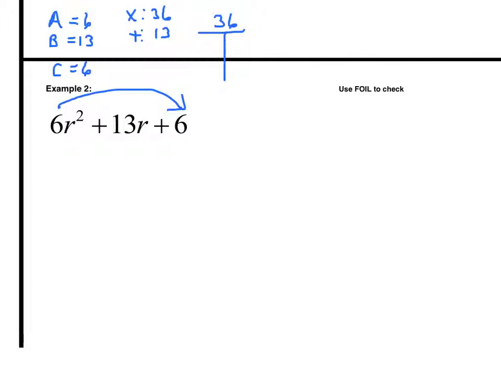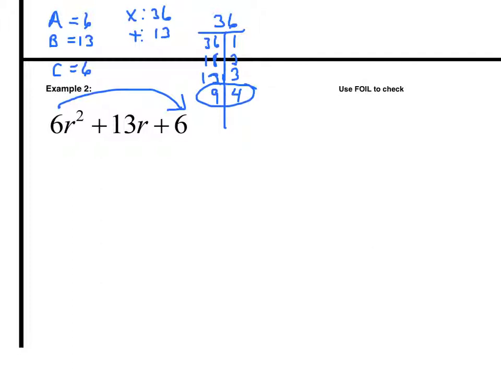Then I will list some factors. 36 and 1 can't be it. 2 and 18, that cannot add to that. So 3 times what? 3 and 12? 3 and 12, that will not add to 13. 4 and 9, there it is, 4 and 9. So 4 and 9 would add to 13.